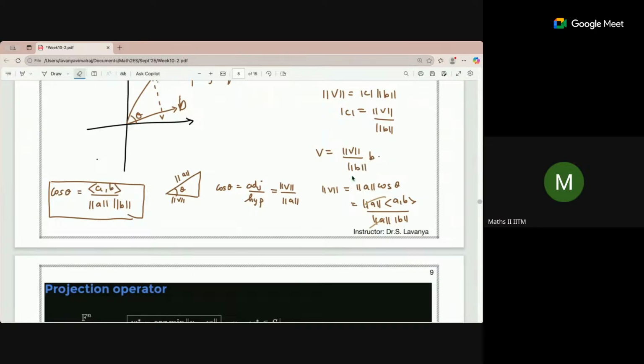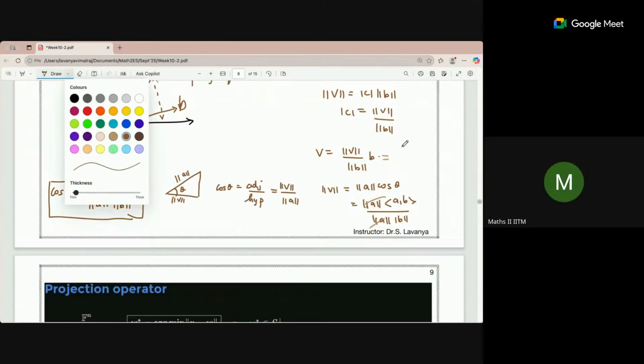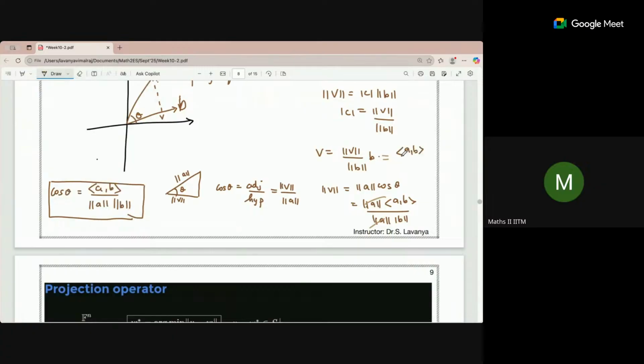So again I can replace this term as inner product of a comma b by norm b squared, times b. I can bring this norm b inside, and this is the unit vector you are having.